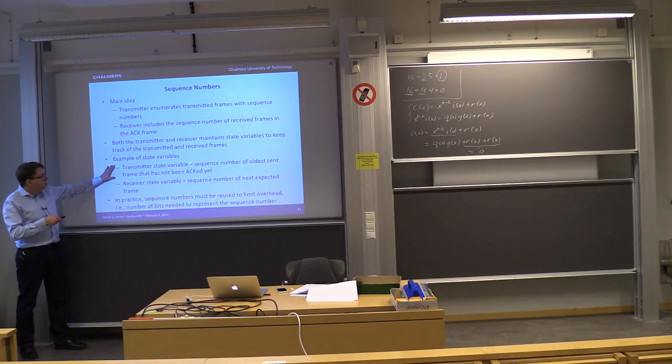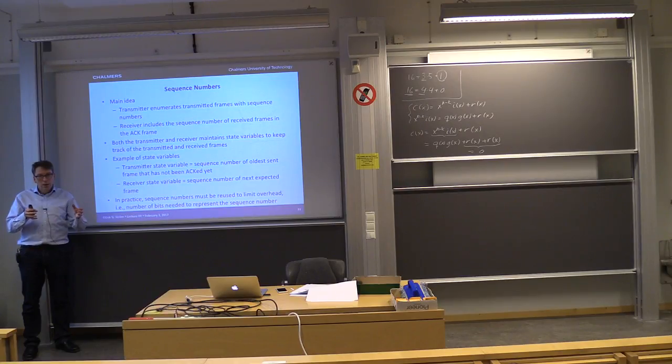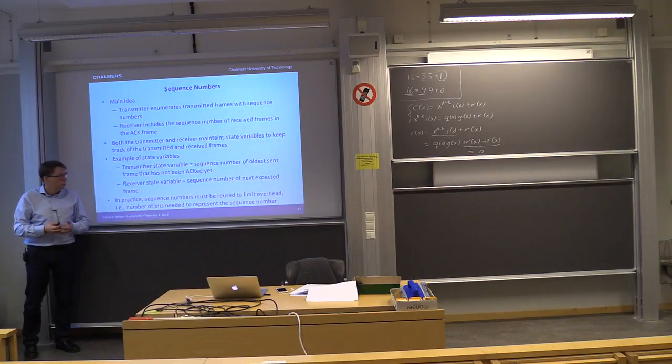The transmitter can keep track of, for instance, the sequence number of the oldest sent frame which has not yet been acknowledged. So when I get SDUs and I send them, I keep track of the oldest frame that has not yet been acknowledged. And when I get an acknowledgement for that frame, I move my state variable to the oldest one that I still don't know whether it has arrived or not.